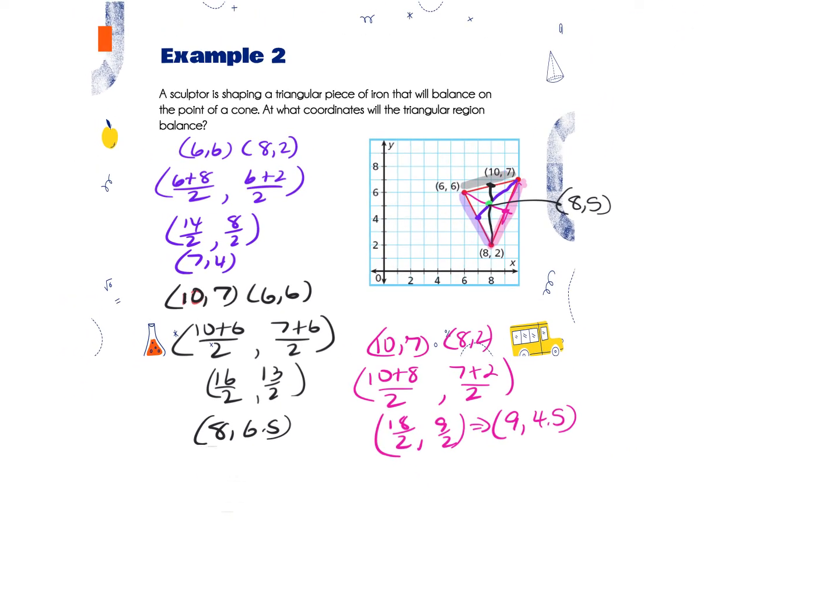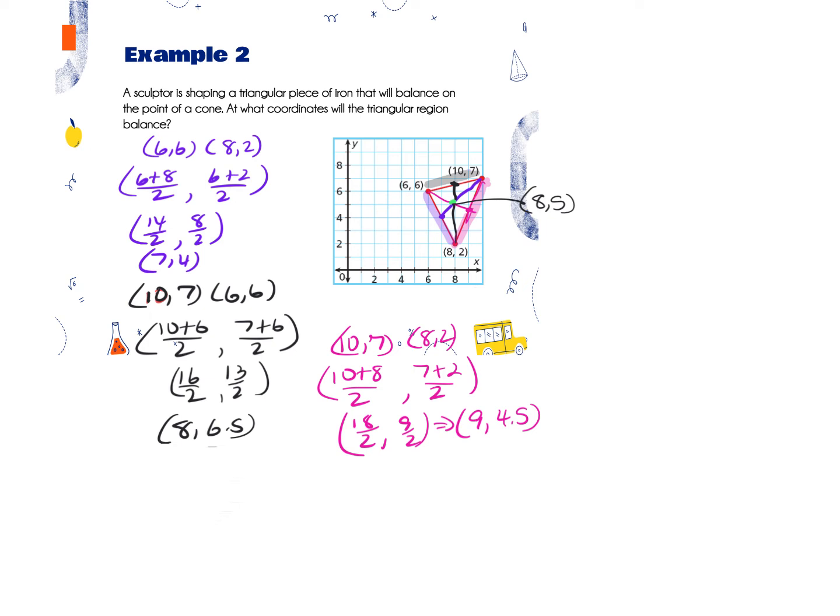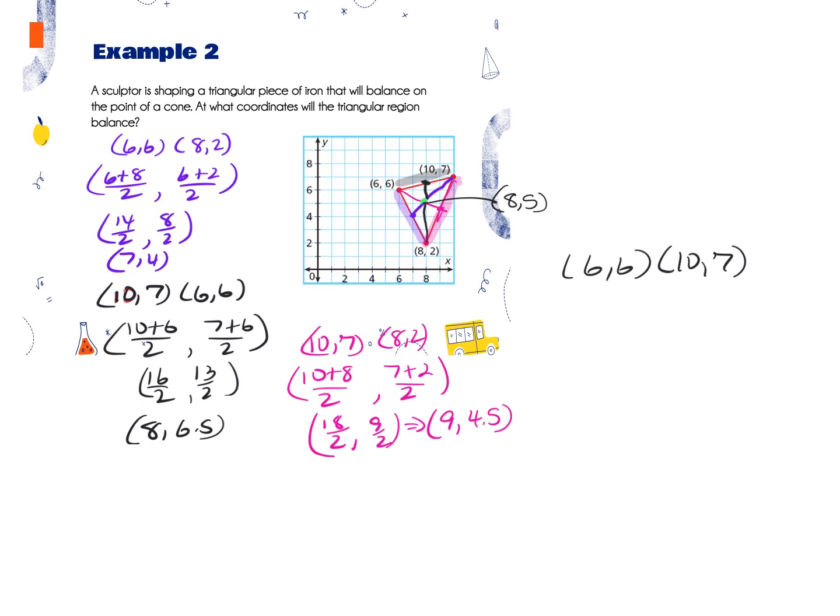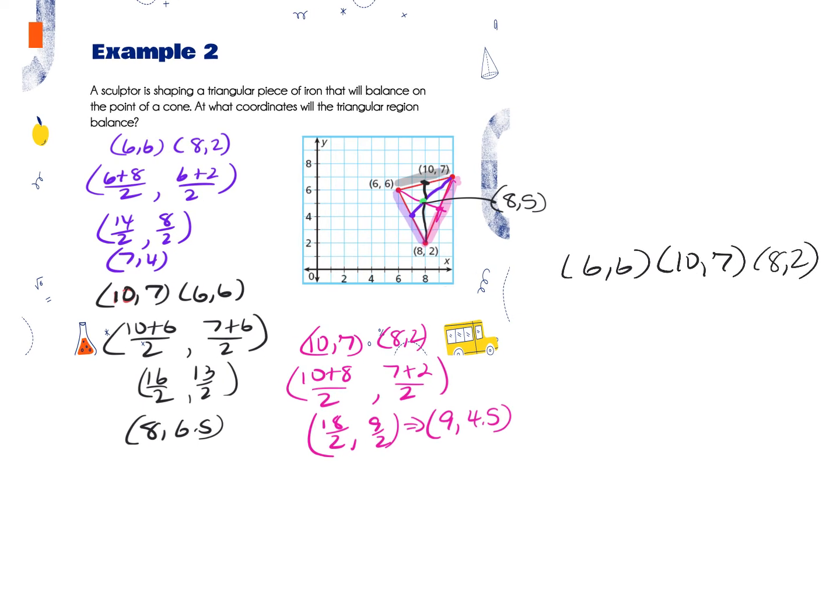However, if it's only asking you to find the centroid, all you're going to do is take the 3 ordered pairs, 6, 6, 10, 7, 8, 2. And basically, you're going to find an average of the x's and an average of the y's. So you're going to take all of the x's, add them, and divide by 3, because you're adding 3 numbers. Then you're going to take all of the y's, add them, and divide by 3.